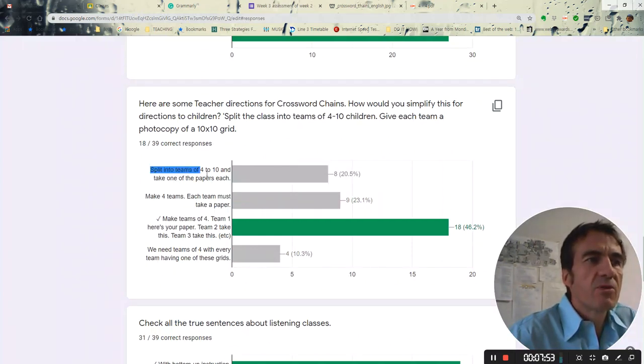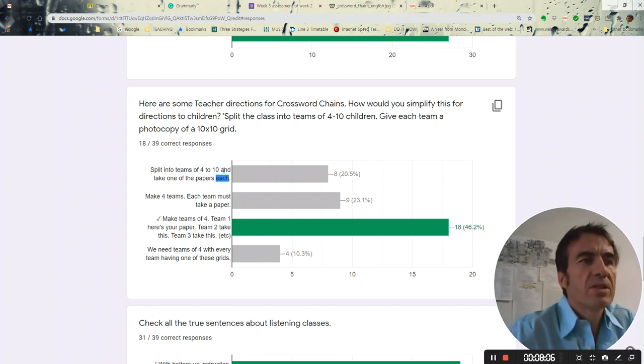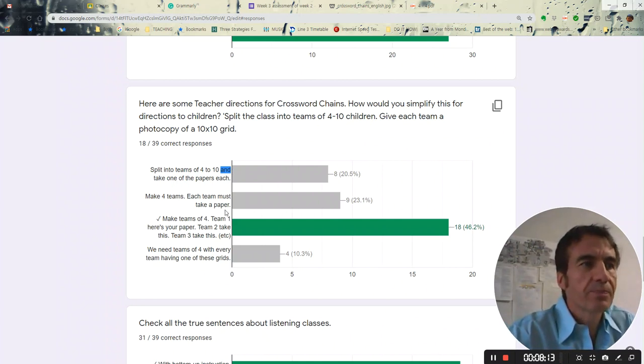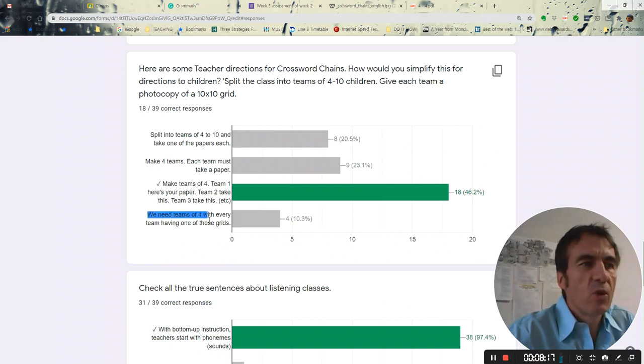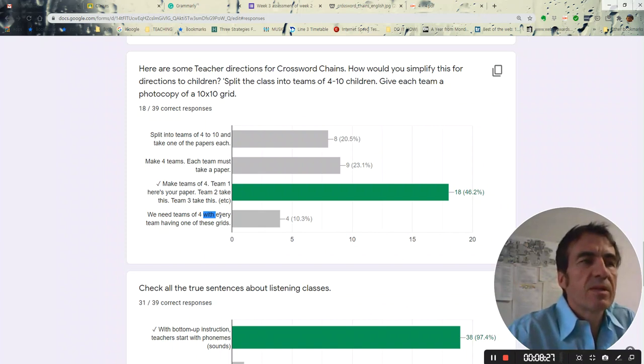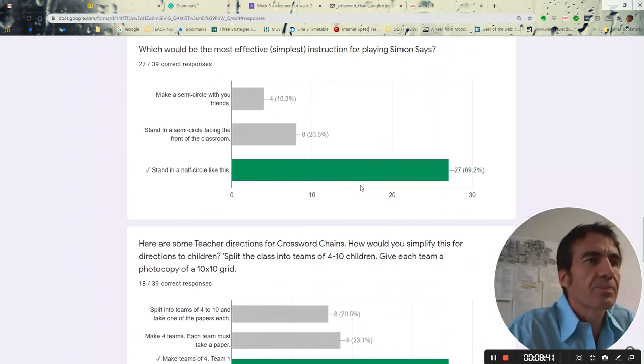Right. Split into teams of 4 to 10. Now, okay, and take one of the papers each. Each is vague. Is that each team, each person, each player? It's got a run-on, or rather a compound sentence, and it's not as short as it could be. And then the last one we said, we need teams of 4 with every team having one of these grids. So again, we're using this complex structure with or because. These are difficult joining sentence structures, so those are to be avoided. So that did cause problems. Not an easy question, but that's my thinking there.